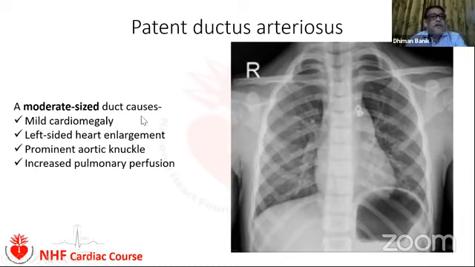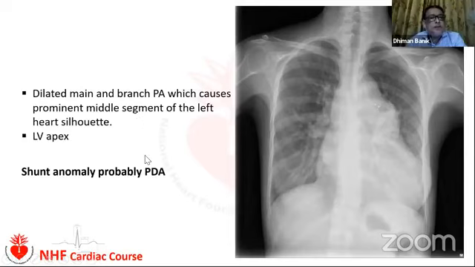In large patent ductus arteriosus, there will be dilated main and branch pulmonary arteries, giving rise to a prominent middle part, and the heart size is grossly enlarged. There is LV type apex and prominence of the aortic knuckle, and this is an extra finding of a shunt anomaly, probably a large PDA.